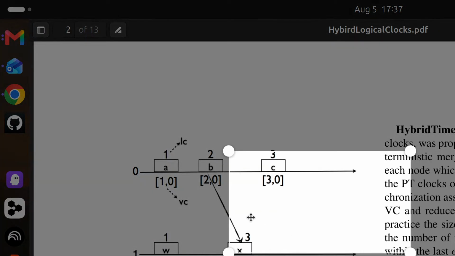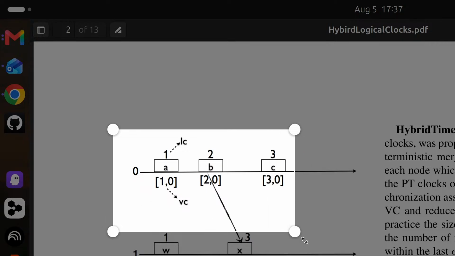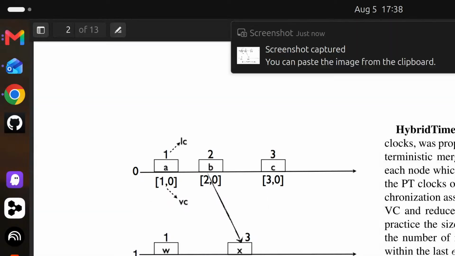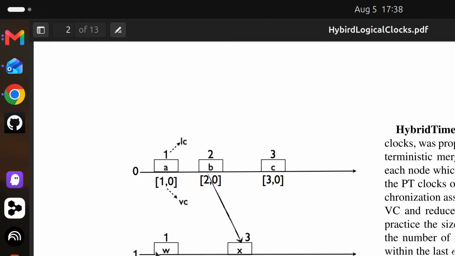As you can see here in the figure, A, B, C are nodes, with VC and LC values such as 1, 0, 2, 0, 3, 0, 0, 1, 2, 2.